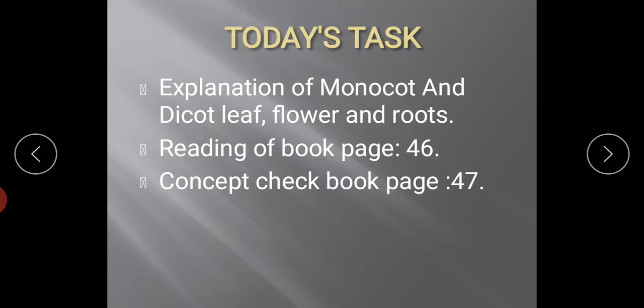Today's task is explanation of monocot and dicot leaf, flower and roots. Reading of book page 46. Concept check book page 47.